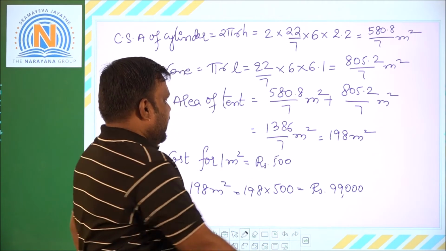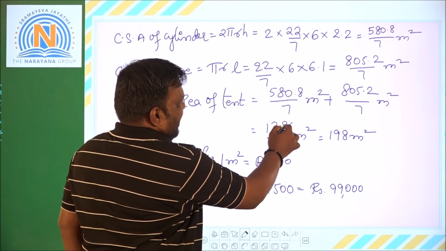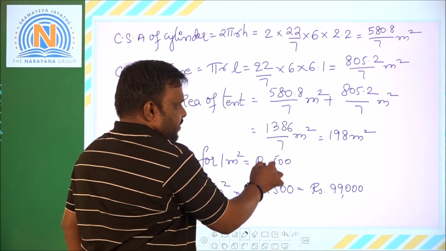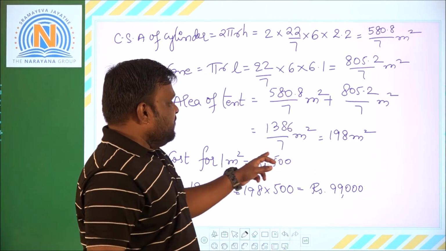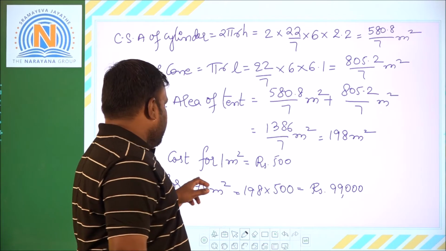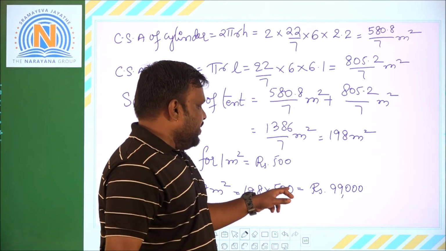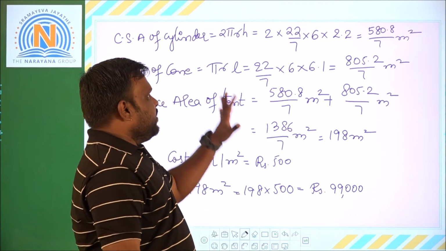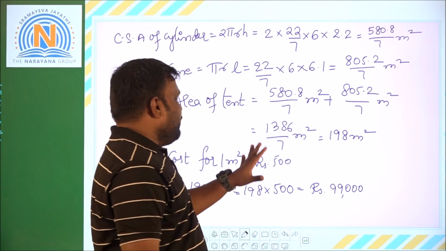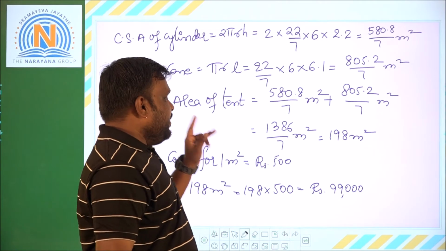So on adding them, I am going to get 1386 by 7, which is nothing but 198. So cost for 1 square meter is 500. Similarly, cost for 198 square meters will be 198 into 500, that will be giving you 99,000 rupees. Okay, this is the complete cost of canvas for the complete tent.